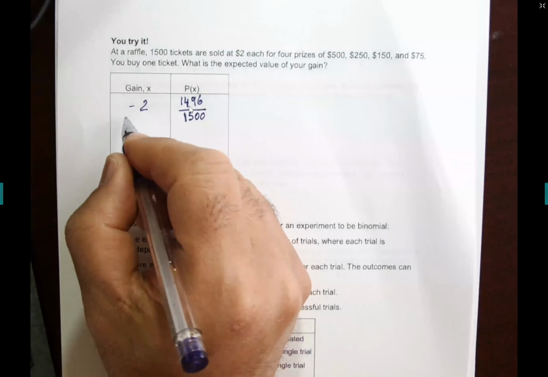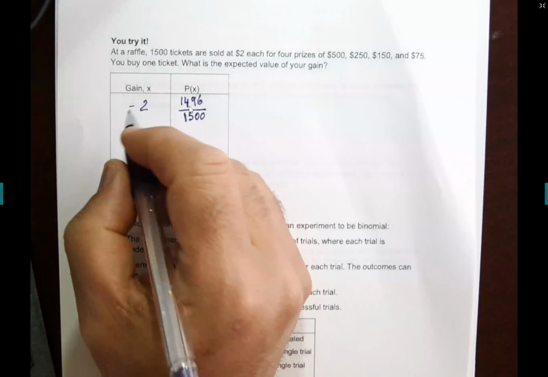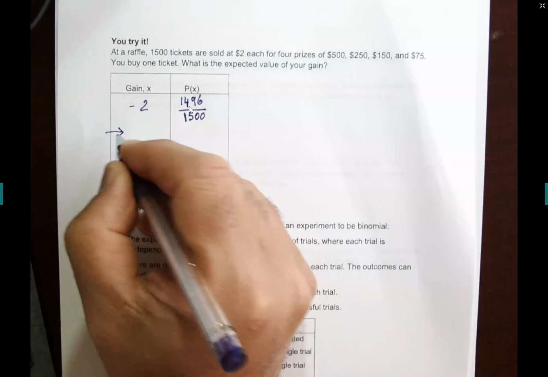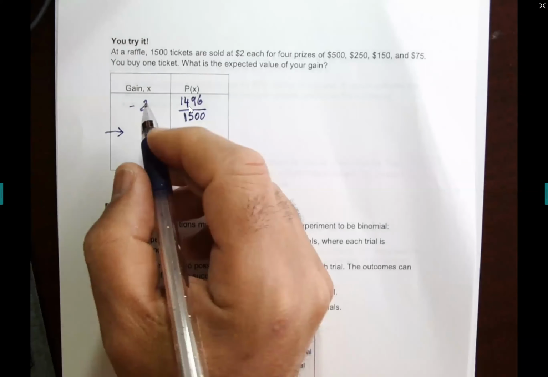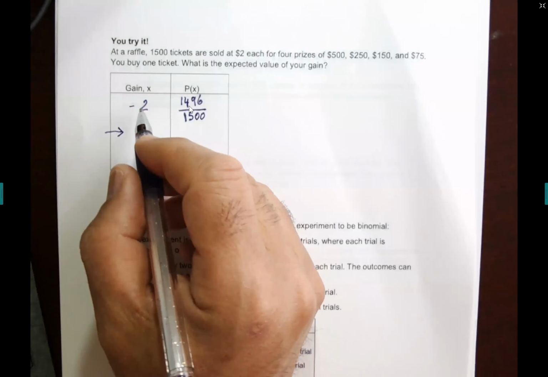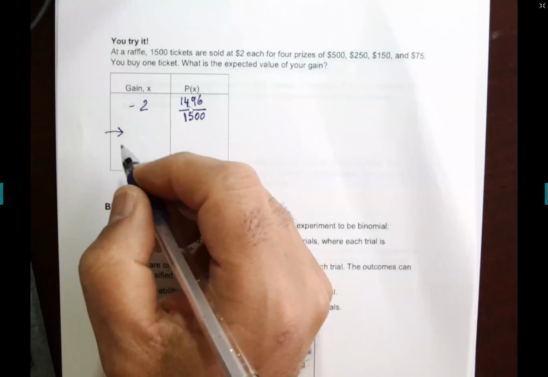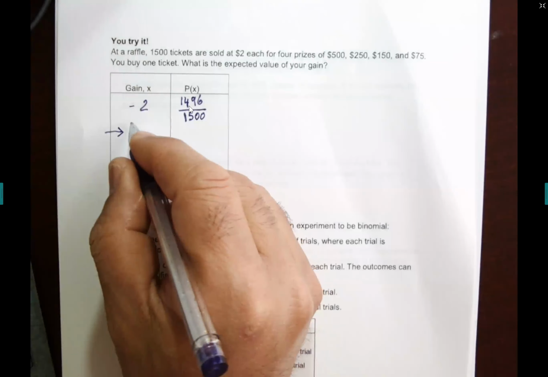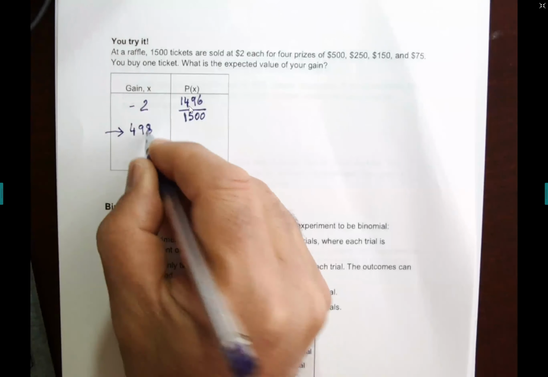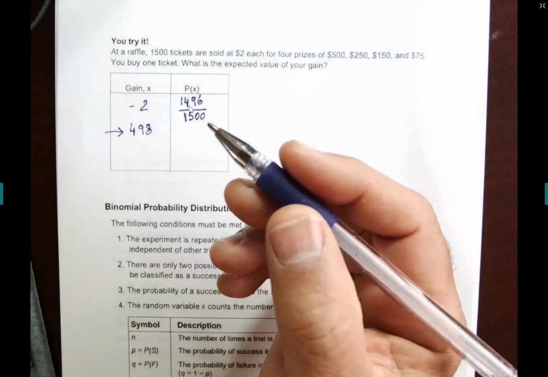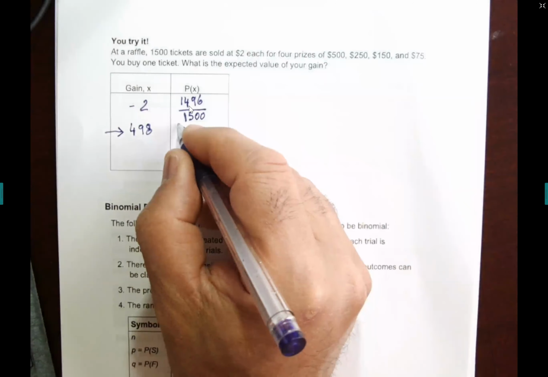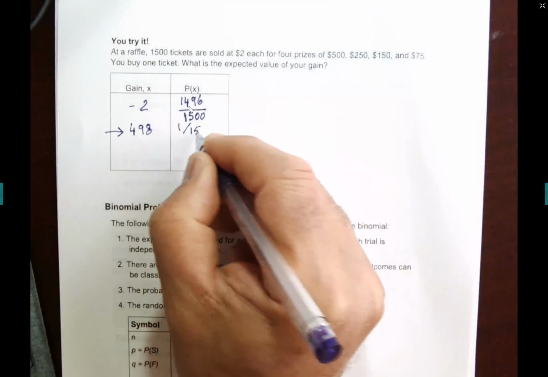If you win the 500, guys, how much? Let's go to the next one. If you win the 500, how much money do you gain? Can someone tell me? You already paid $2. Remember, you already paid $2. So how much money do you gain? Not do you get, do you gain? $498. Exactly. You're only gaining $498 because you're going to get your $2 back. So you're gaining $498. And what's the chance of this happening? There's only one winning ticket. It's 1 over 1,500.